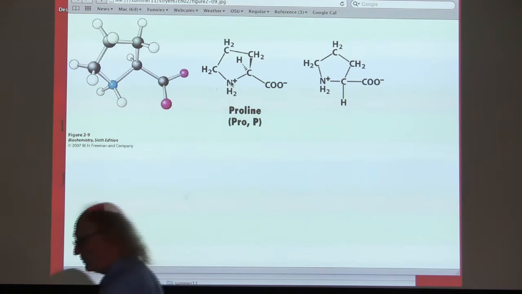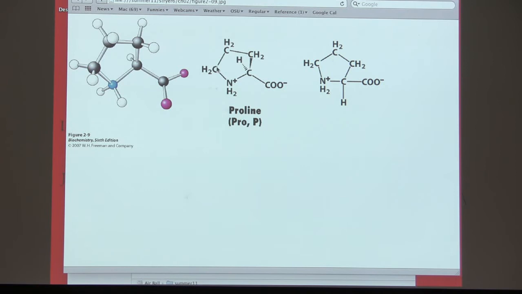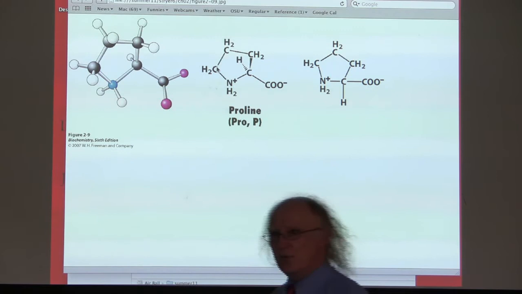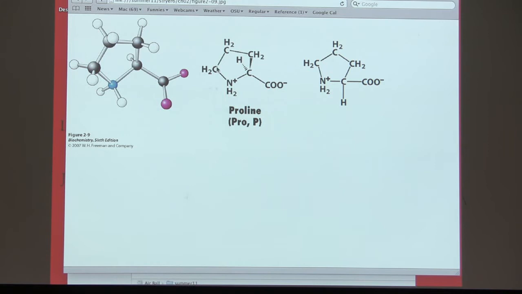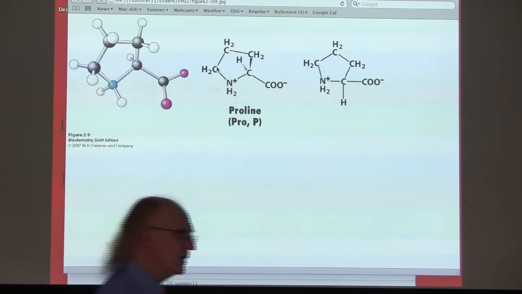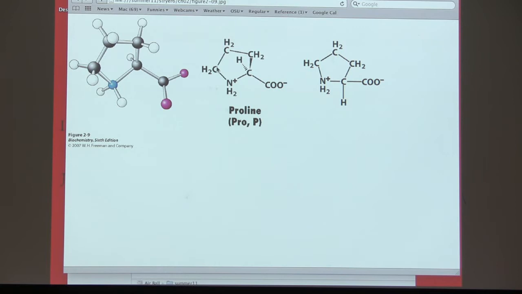Because proline has this ring structure, it has some unusual properties in a protein. Proline is the least flexible amino acid. I said flexibility was important for a protein, and the flexibility arises from the flexibility of individual amino acids. The inflexibility of proline gives rise to inflexible portions of a protein structure. This affects the shape of a protein strongly.